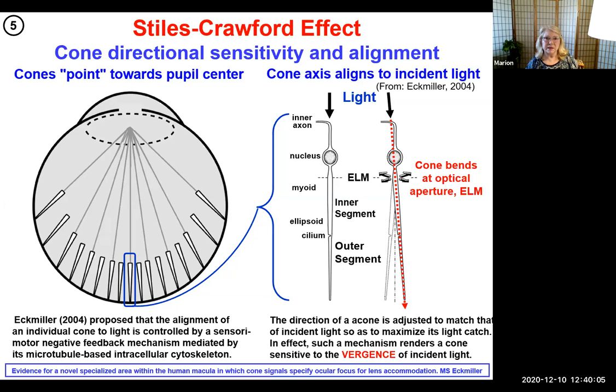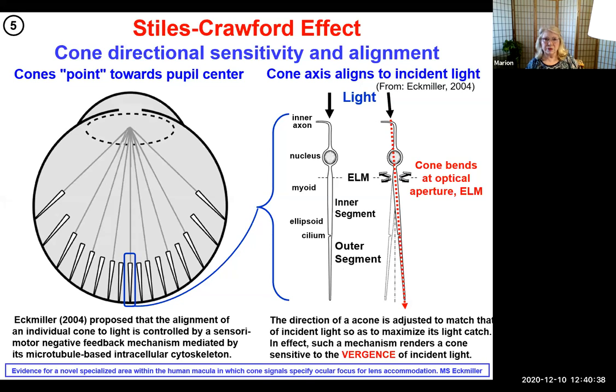The cell nucleus is here within the dense retinal tissue, which ends at the external limiting membrane. Peripheral to that, there's an inner segment and an outer segment, both of which are in the subretinal space, and thereby the cone can change its direction of alignment by bending here near the ELM at its optical aperture, called the base of the myoid.